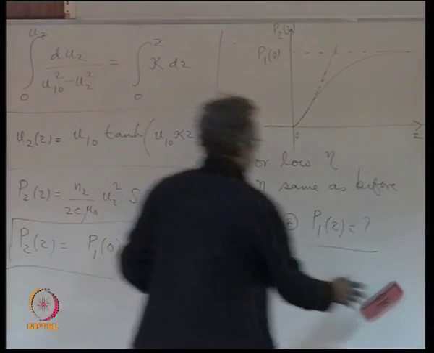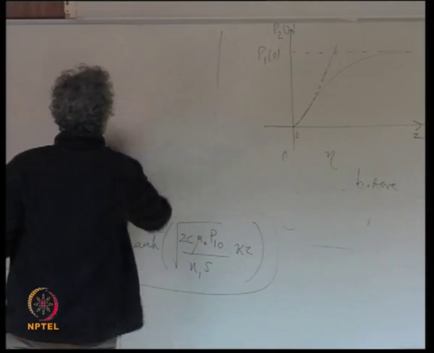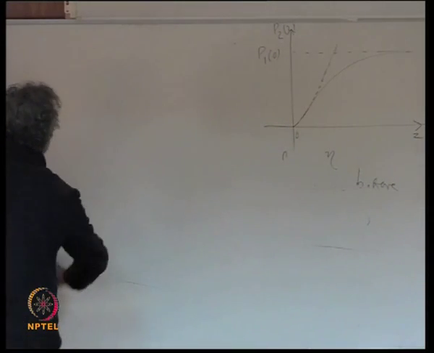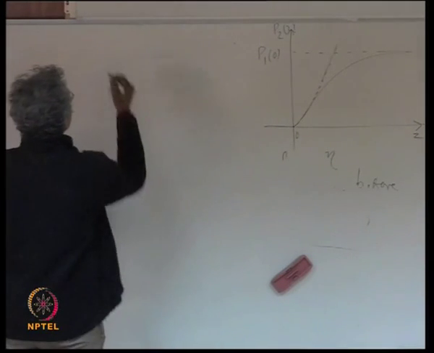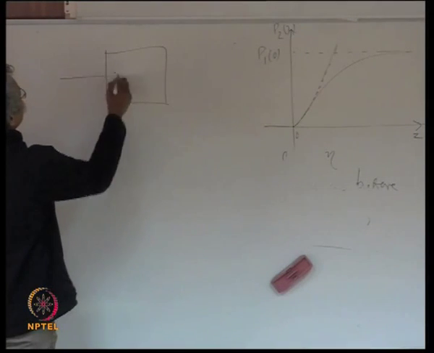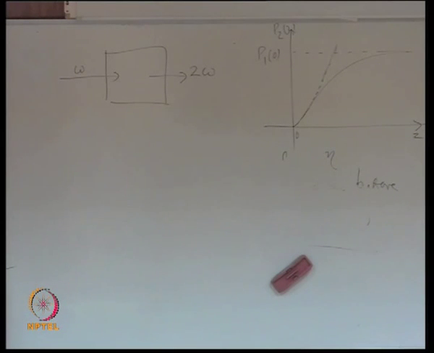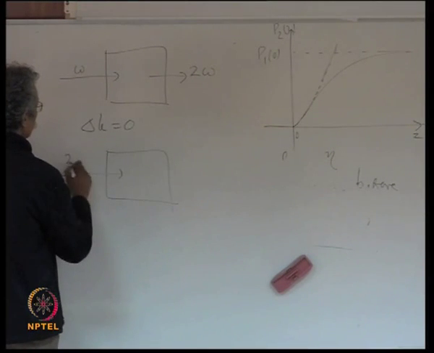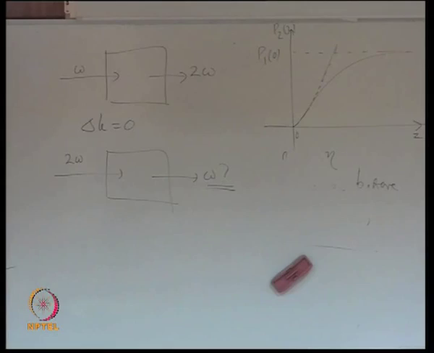Okay, so now let's look at another problem, and that is, as I was mentioning to you before, generation of omega from 2 omega. So what we have discussed is, I have a crystal, I launch omega, and I generate 2 omega. Second harmonic generation. So for this delta k is equal to 0. Now I take the same crystal and I launch 2 omega. Can I generate omega? The subharmonic generation.